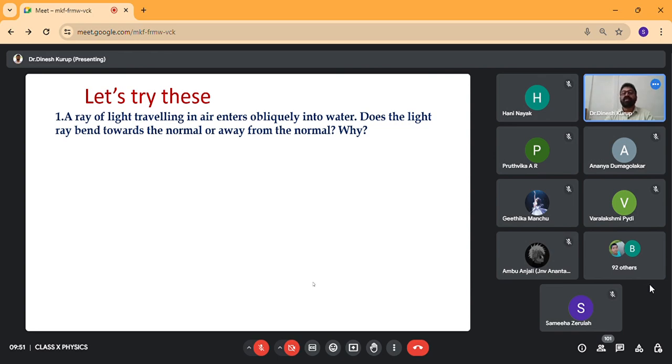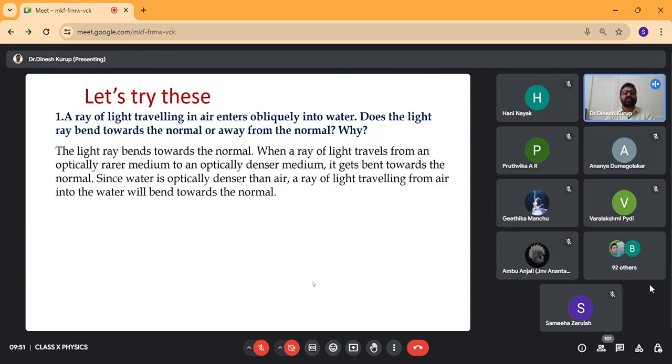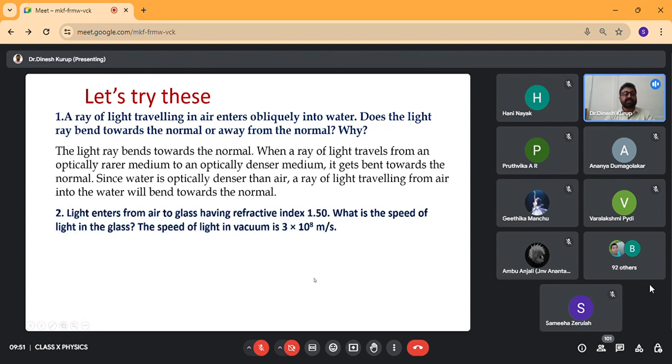Anyone with an answer, away from the normal? No, nobody is there. Okay, fine. It bends towards the normal. That is, from a rarer medium to a denser medium, light bends towards the normal. Now, second question, see this question.